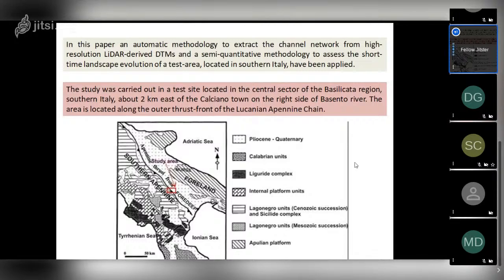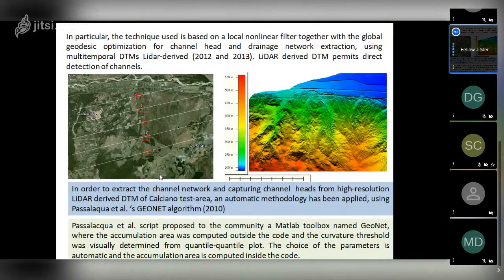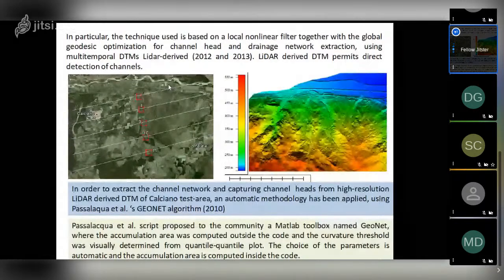In particular, we can see an orthophoto image representing the study area with the main town of Calciano. This is the Basento River, and we are on the right side of this river. The technique used is based fundamentally on a local nonlinear filter together with a global geodesic optimization, and is based on the GeoNet algorithm defined by Passalacqua et al.